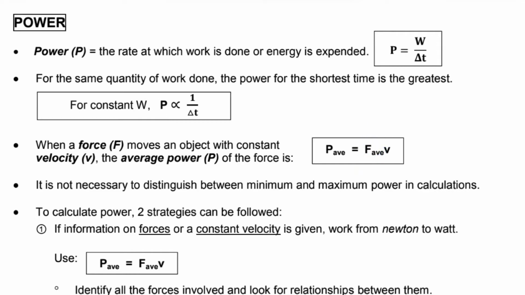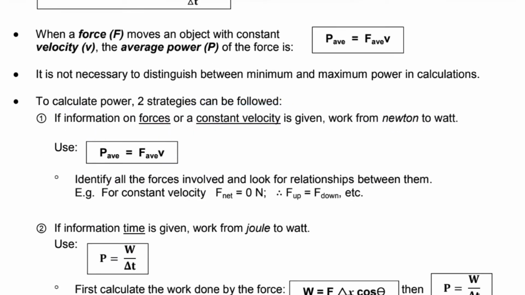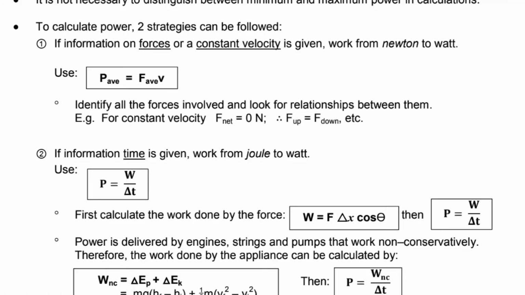Now the unit for power, guys, is the watt. That's very important. Now, for a constant velocity, it's very important to remind ourselves that the F net is equal to 0 there. Now, this is the formula for power, and this is another formula for power.